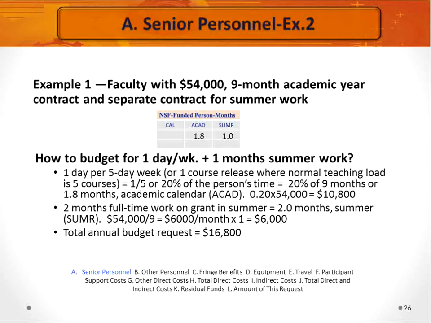Okay, let's look at one more example. Here is one, the same faculty member, but this time they're only going to work 1 month in the summer. So you see that it just changes that one example there with the 1 month in the summer. You still have the 1.8 months academic. And here are the calculations for that. These are relatively simple examples. If when you're working on your budget you run across something that's a little more complex or you're not quite sure how to do it, don't hesitate to give us a call and we'll see if we can help you figure it out.